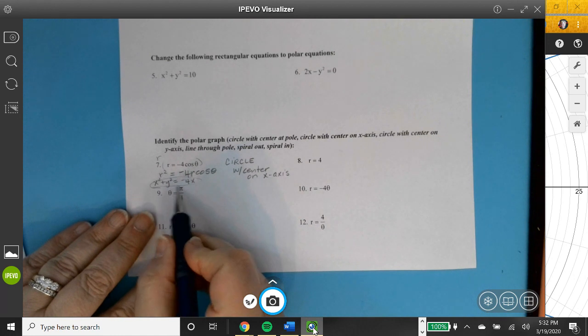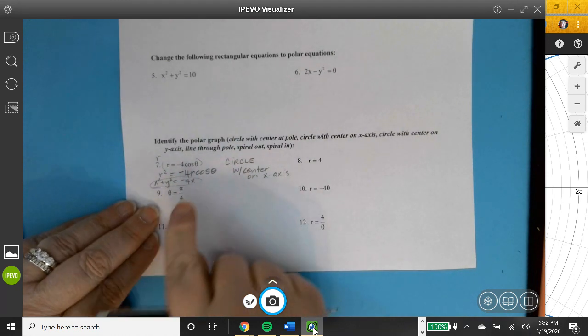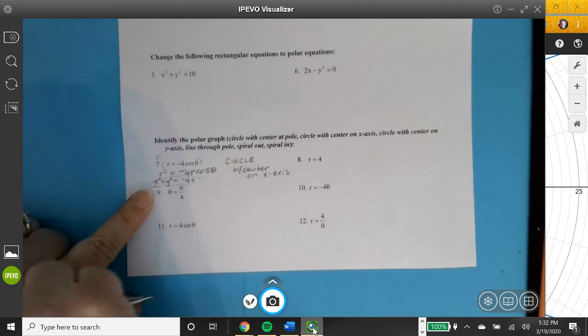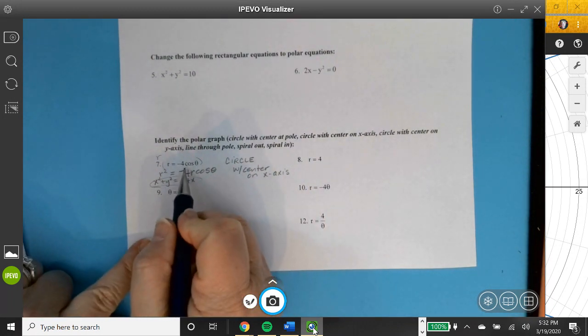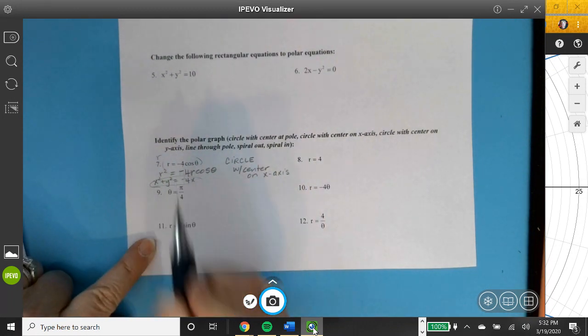Why do I know that? Because if I were to complete the square, I'm completing the square only on the x. So I know it's going to be shifted left or right. And I know it's left because this is negative.